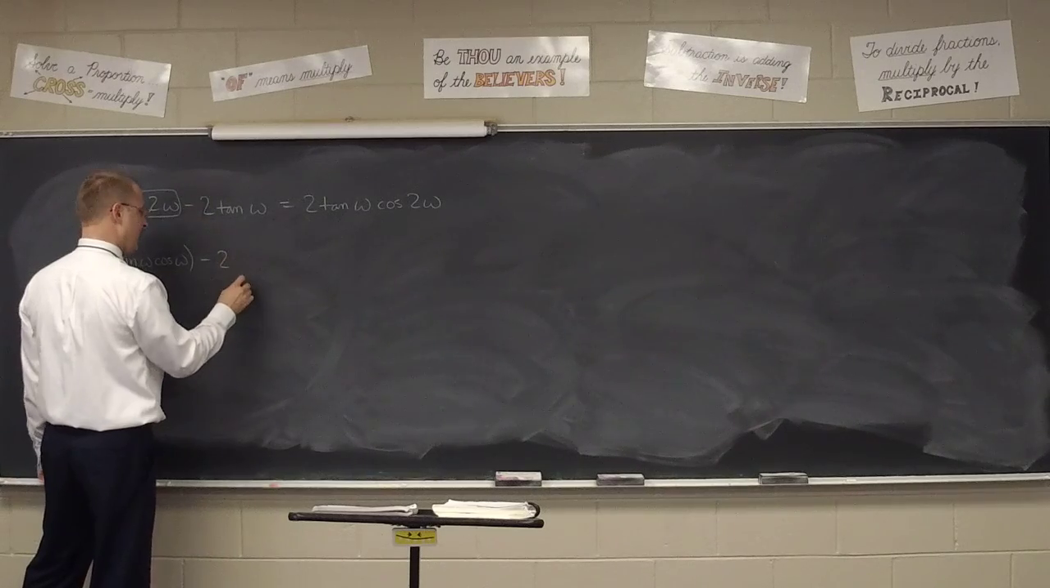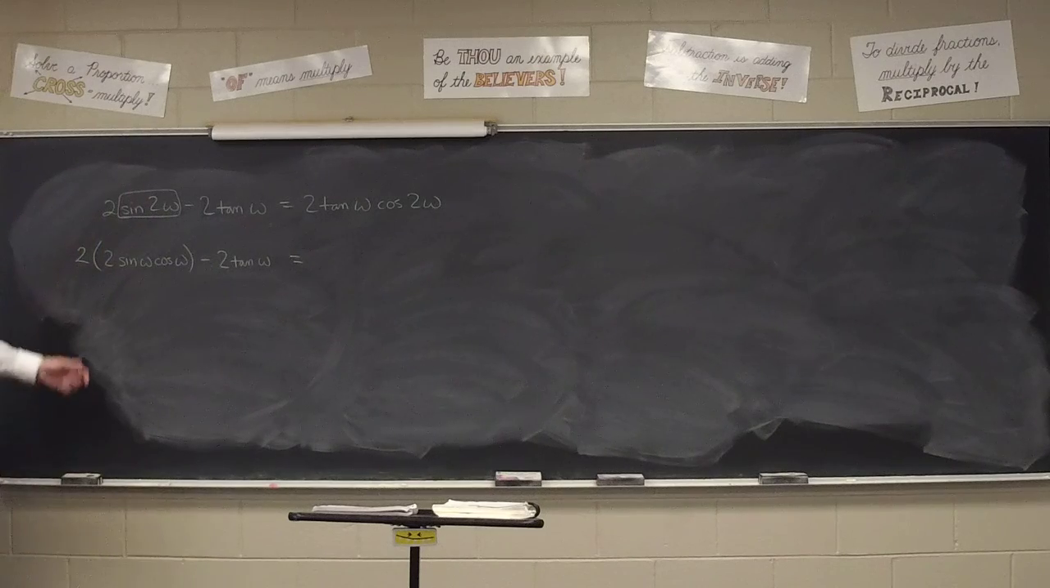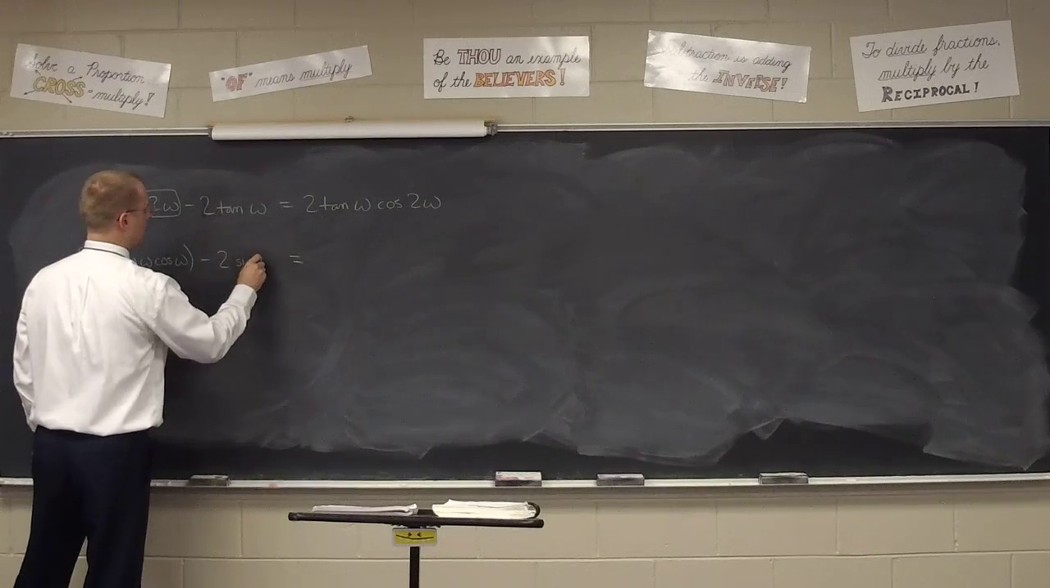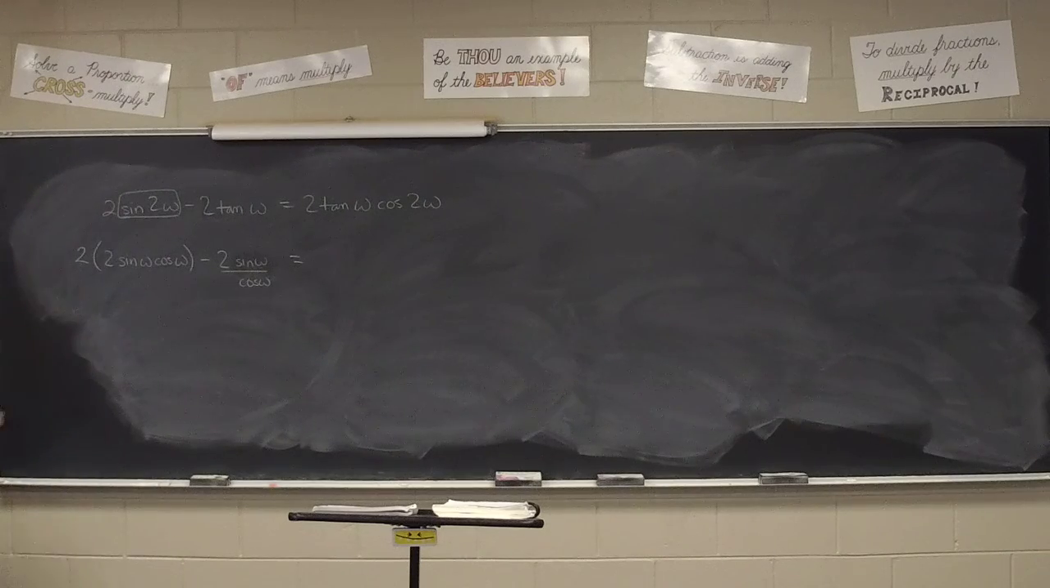Minus 2 tangent omega. And the problem is if I leave that 2 tangent omega, I'm really coming up with nothing. So maybe we should also rewrite the tangent. It's a fraction. It's not a double angle. So I don't need to write it as a double angle. I could just write this as sine over cosine. Let's do that much. And this is all over 1.